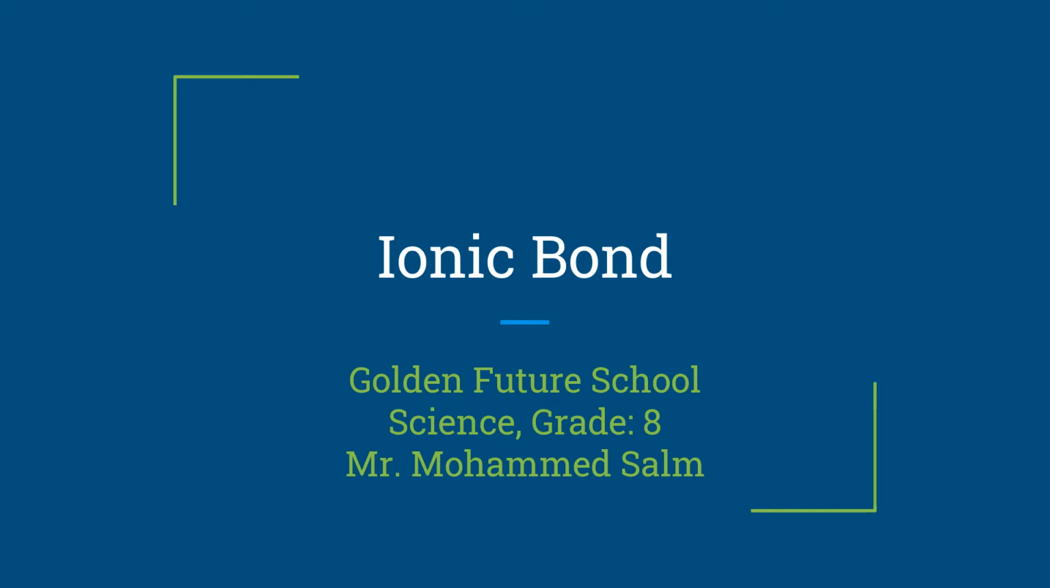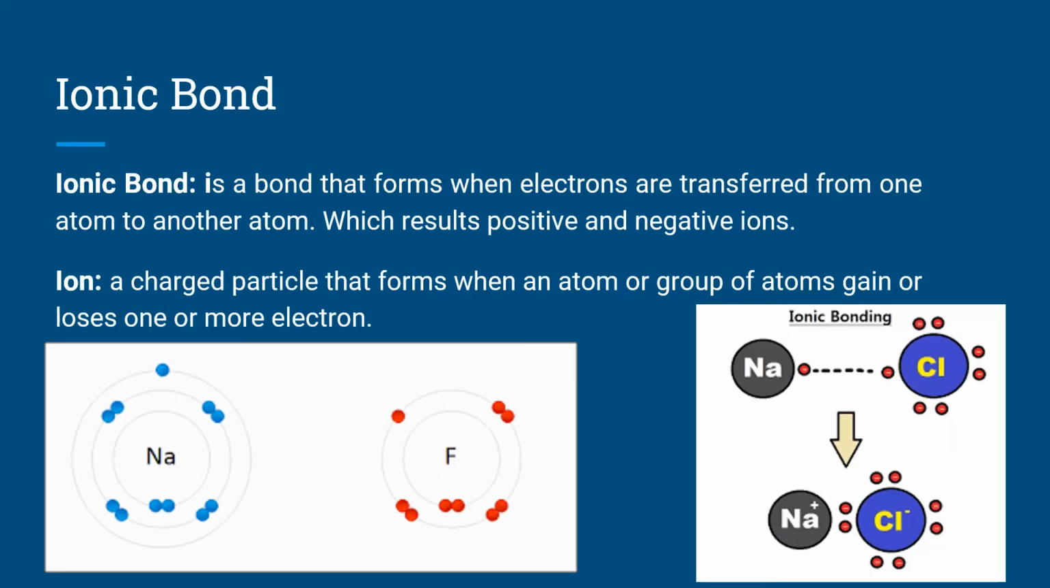So today's topic is about ionic bonds. Let's know what ionic bonds are. It is section 2, chapter 12, page 262. An ionic bond is a bond that forms when electrons are transferred from one atom to another atom, which results in positive and negative ions, and we have to take care about them. Okay, everyone, this is an ionic bond.